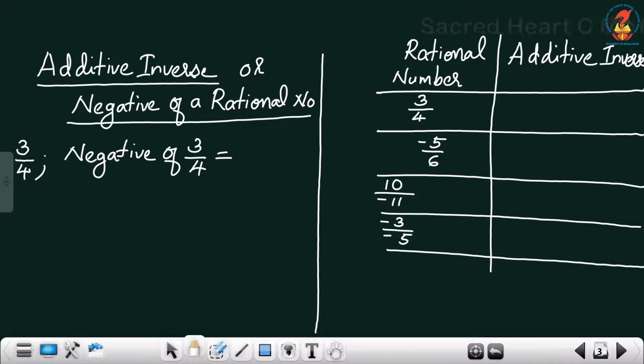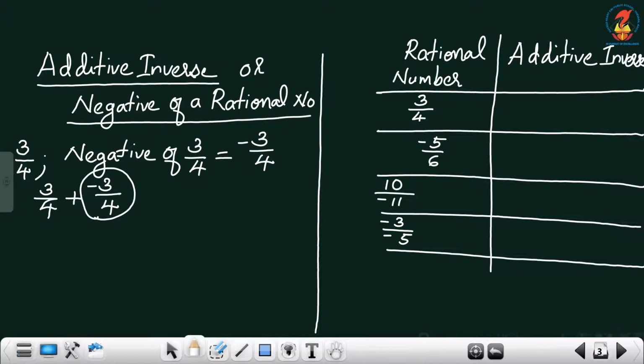Then 3 by 4 is a positive rational number. Negative of 3 by 4 means it is negative 3 by 4. The given rational number is 3 by 4, which is positive. The negative of 3 by 4 means negative 3 by 4. Then this negative of the rational number is known as the additive inverse. So additive inverse means the negative of the rational number.